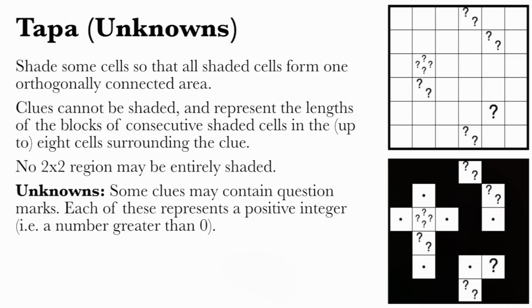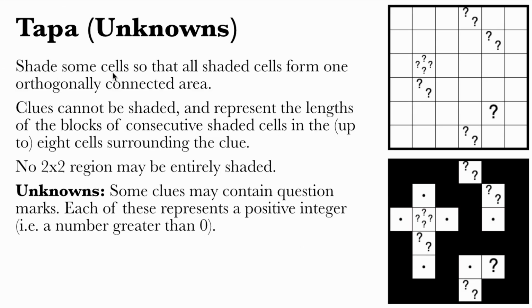And today we have a bonus Tapa with the unknowns variant that we saw a bit ago. So let's get a reminder by taking a look at the rules. In Tapa, we shade some cells so that all shaded cells form one orthogonally connected area. Orthogonally connected means that from any one shaded cell, we can get to any other shaded cell just by going horizontally and vertically through that region, not diagonally.